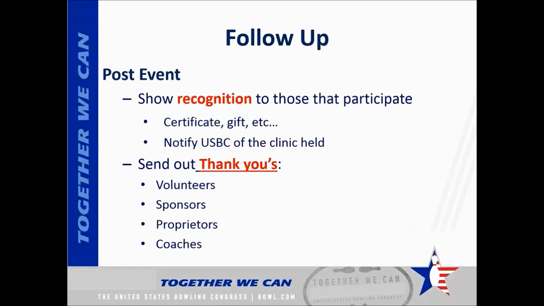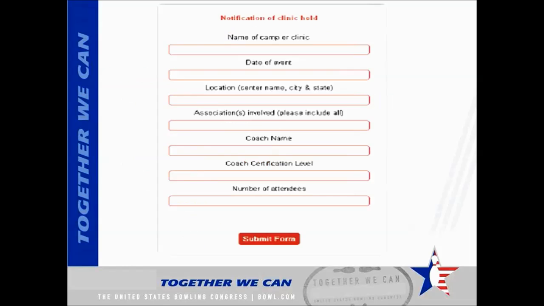Okay, I'm sorry the screen is a little bit difficult to read, but as you can see at the top, it says the notification of clinic held. This form can be found on bowl.com/performance standards. When you get to performance standards, you can click on the reporting mechanism down at the bottom of the page, and it will bring you to this page. As you can see, you want to fill out the name of your camp or clinic. Get creative. Have fun with it. Make it something all about your local association.